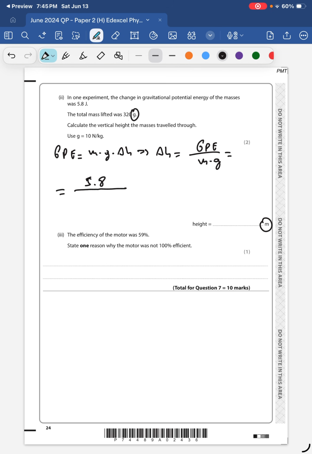Okay, so 5.8 joules over the mass, 0.32 kilograms, and G is 10 newtons per kilogram. Okay, and joules over newtons yield meters, right? I'm going to examine that in a moment. So let me do the calculation first. So 5.8 over 0.32 times 10, 1.81 meters. Let's write 1.8 is good.